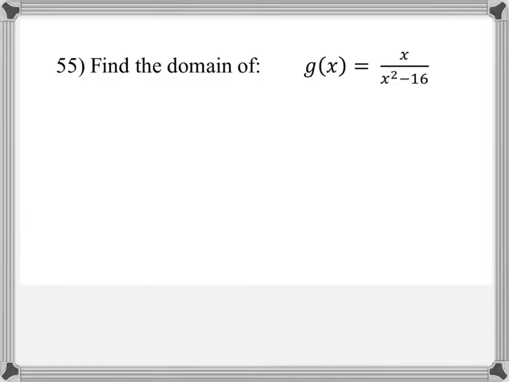Let's find the domain of g of x equals x over x squared minus 16. What's important here is where the denominator equals 0. First, let's factor the denominator.